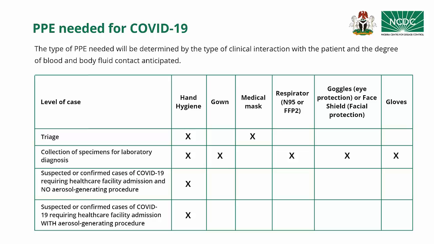When attending to suspected or confirmed cases of COVID-19 who require healthcare facility admission and no aerosol generating procedure is to be performed, gown, medical mask, goggles or face shield, and gloves are to be worn. When attending to suspected or confirmed cases of COVID-19 who require healthcare facility admission and an aerosol generating procedure is to be performed, gown, respirator, goggles or face shield, and gloves are to be worn.